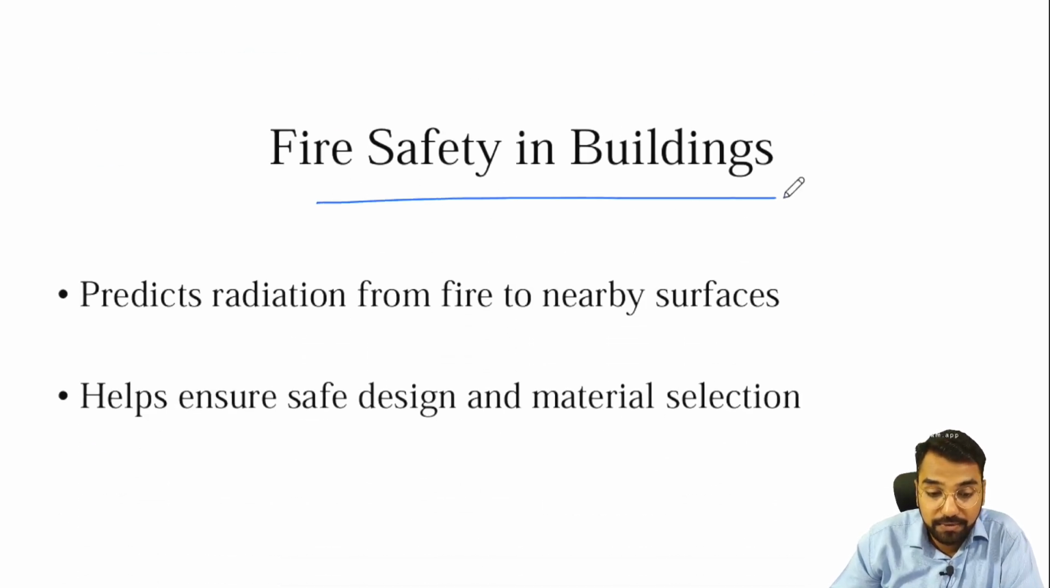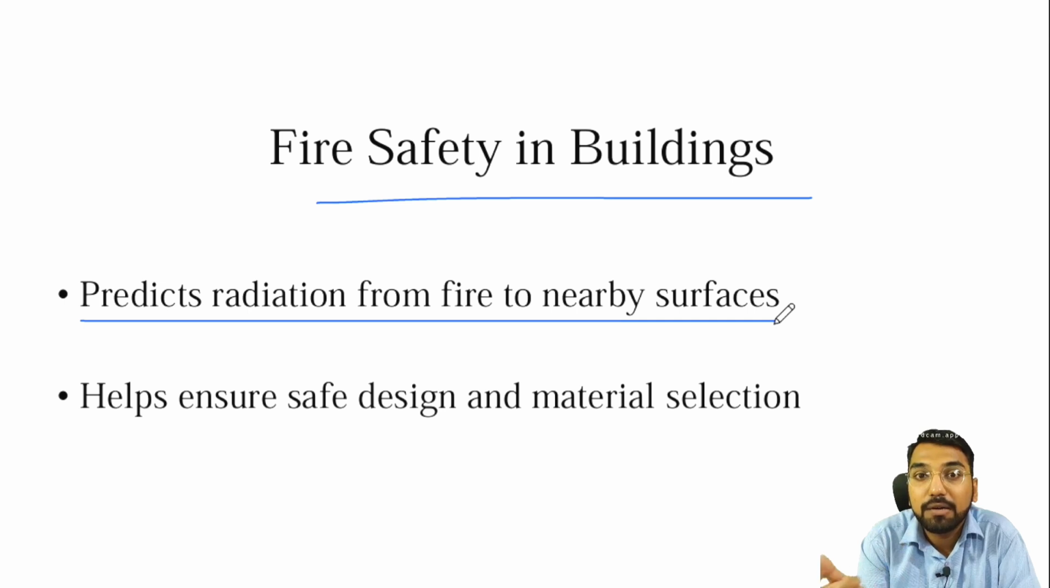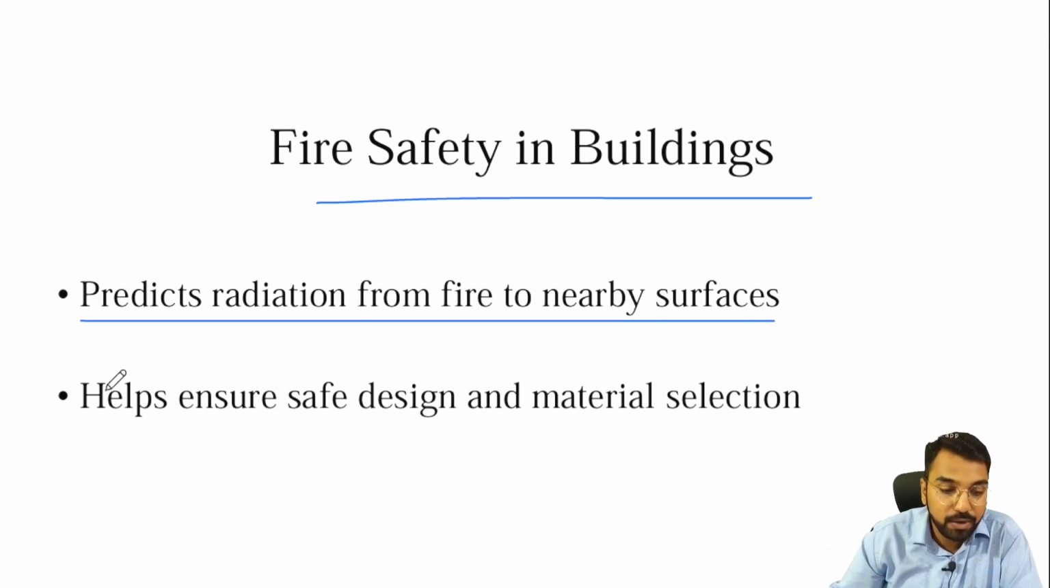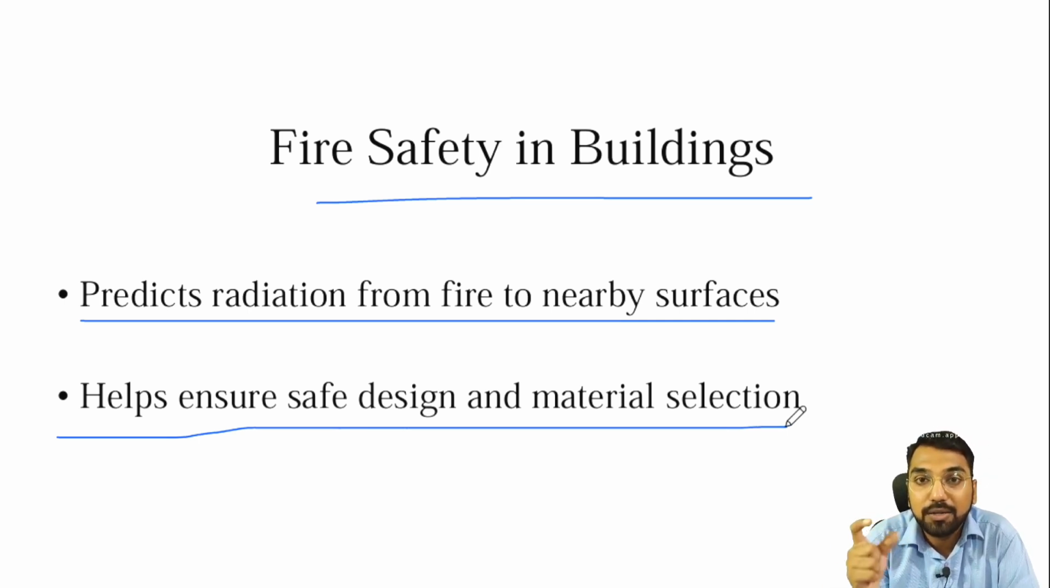In fire safety in buildings, to predict the radiation from a fire on nearby surfaces, where the radiation is affecting which surface, there the fire extinguishers or fire safety devices are to be used, and that is to be calculated using the view factor. So it helps ensure a safe design and material selection, where I want to put a certain material so that the surface will be in a safer position.